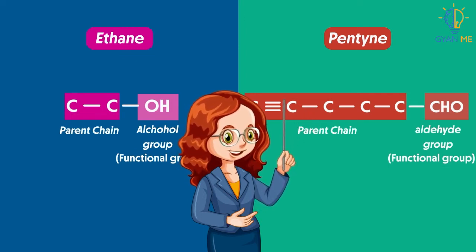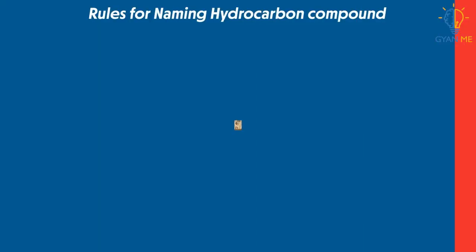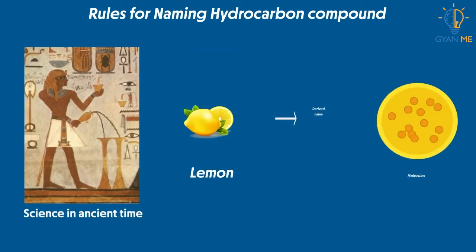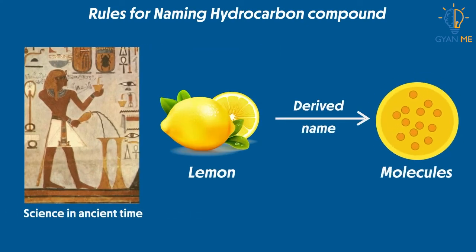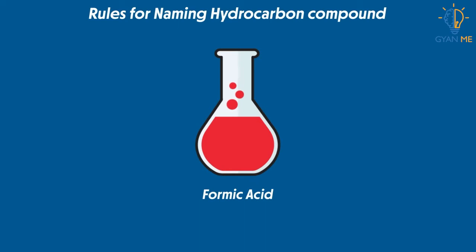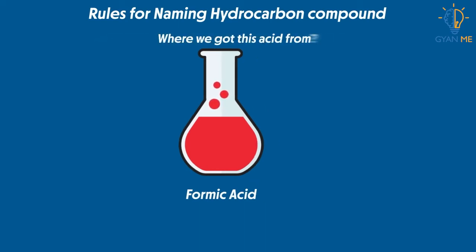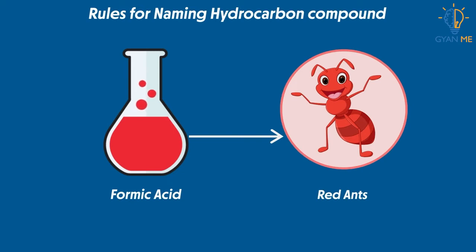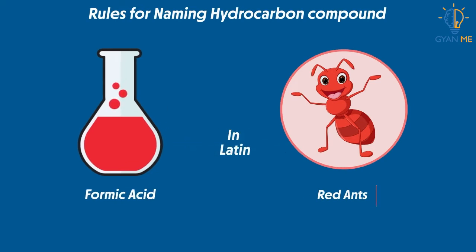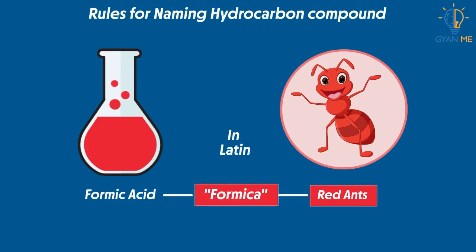Do you know that in ancient times, carbon compounds were named after the natural substances from which they were derived? For example, formic acid. And do you know where we got this acid from? Yes, initially it was obtained from red ants. And in Latin, these ants were named formica. As a result, the name formic acid was given to it, derived from its Latin source.